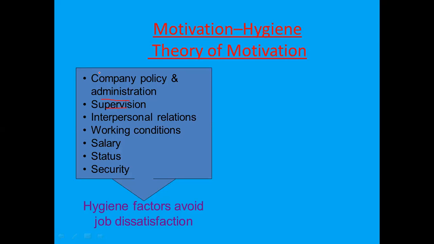So in this theory, you have the company policy and administration, supervision, interpersonal relations, working conditions, the salary, the status, and the security. So hygiene factors avoid job dissatisfaction. What does the main hygiene factor give? It avoids job dissatisfaction. It means the firm gives ultimate job satisfaction.